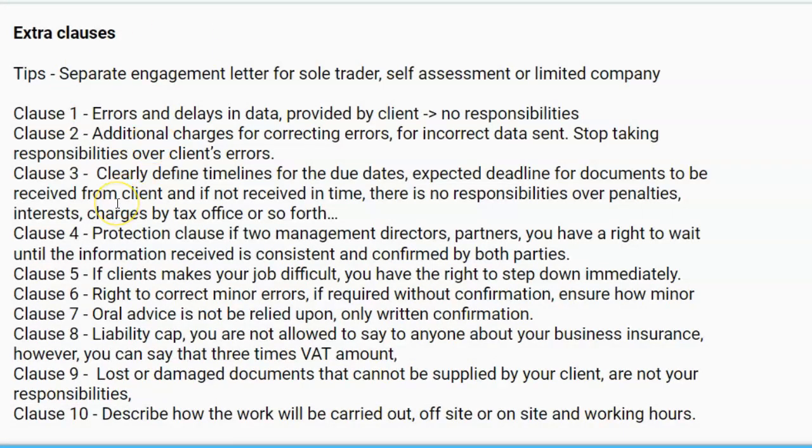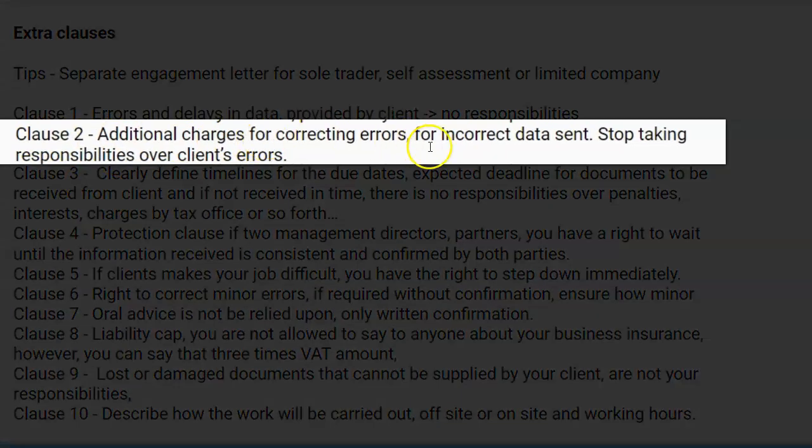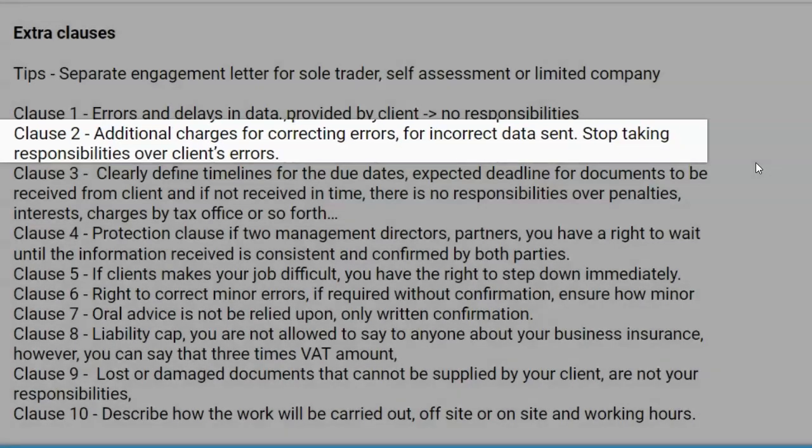The next connected clause is additional charges for correcting errors or incorrect data sent. So here you would have a definition of what is incorrect data. For example, it's inaccurate information sent to you for sales or purchase invoices or for payroll, depending on the services you're providing, and additional charges that you expect to correct these errors. It's absolutely normal to put this into the engagement letter as an additional clause, because you don't have to take the responsibility on behalf of your clients.